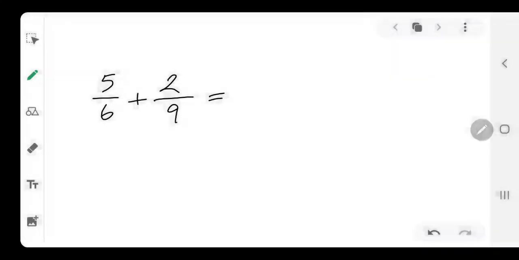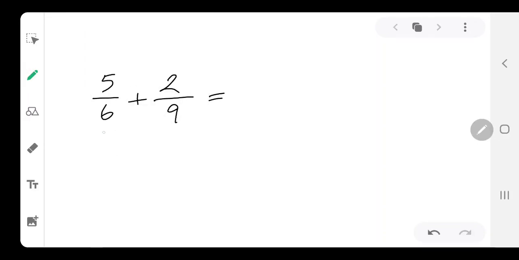Okay, let me just show you one more addition of fractions example. Again, these two fractions don't have a common denominator, so we're going to have to find ourselves a common denominator. And the way we always do that is by finding common multiples of our original denominators.